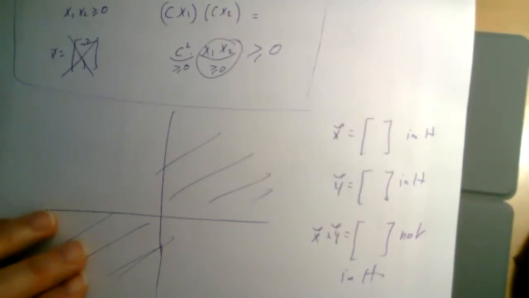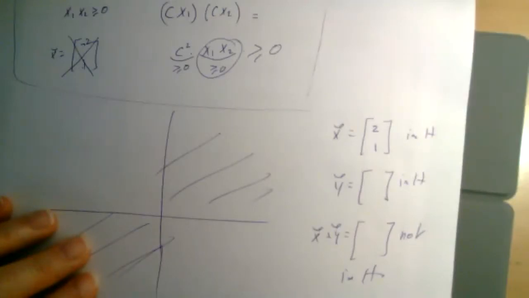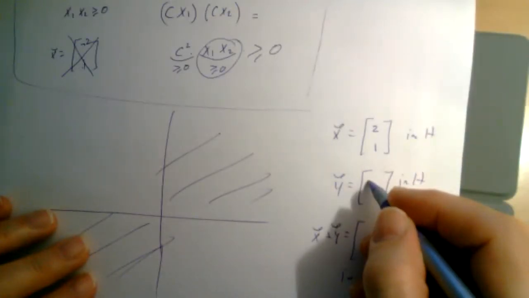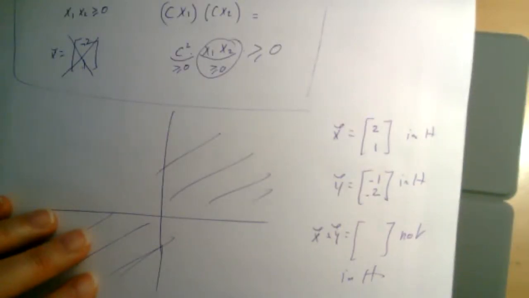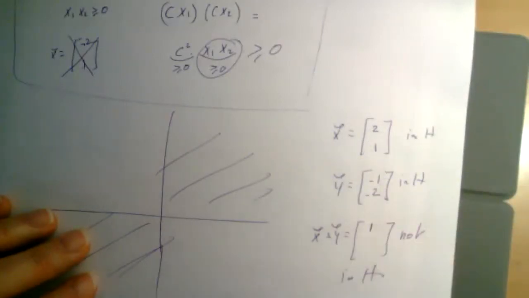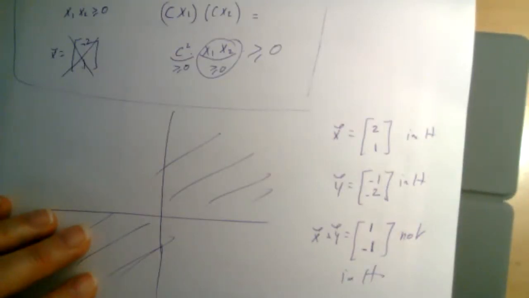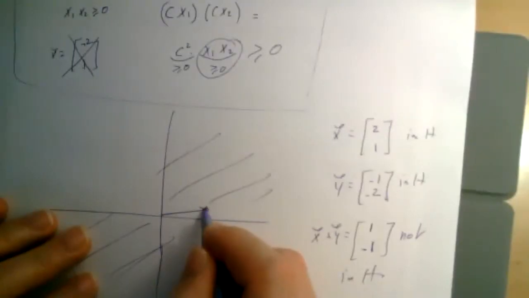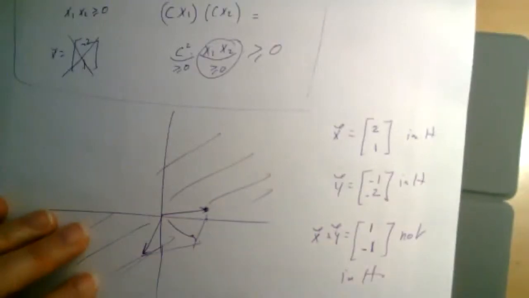Use the vectors 2, 1, and -1, -2. Both are in H, so our starting point is correct. I add them, I get 2 minus 1, which is 1. Then 1 minus 2 is -1. The sum is (1, -1), not in H. And the vectors were 2, 1 and -1, -2, right there. I'm adding them, and I'm leaving H. So H is not a subspace.